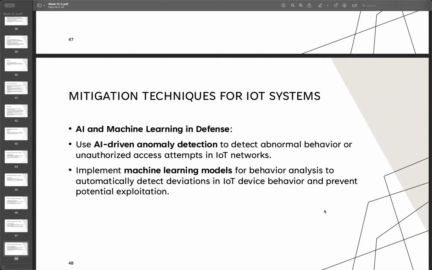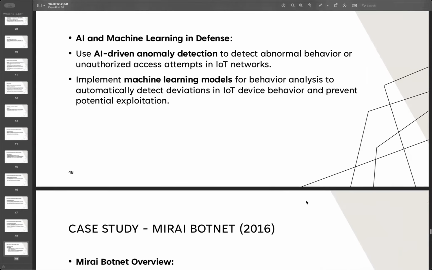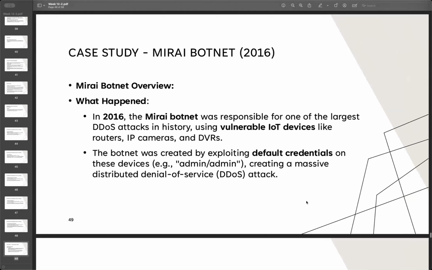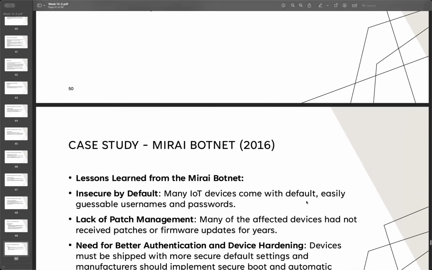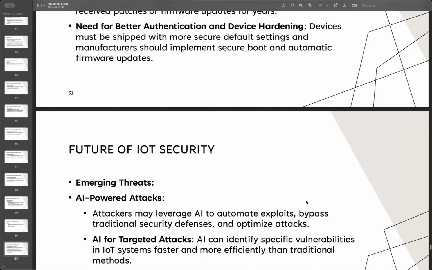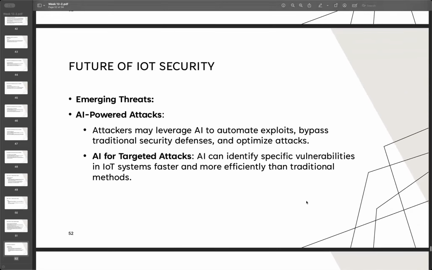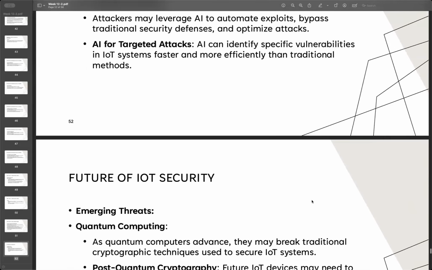Of course, the attacker will use AI, and we can also use AI and machine learning to enhance the defense. There are more examples here, just to recap all the cases. If you're interested, you can look at them and think about the future: there will be AI-powered attacks, pretty sure. Maybe AI for targeted attacks, so they can identify specific vulnerabilities in the IoT system faster. We need to think about that.